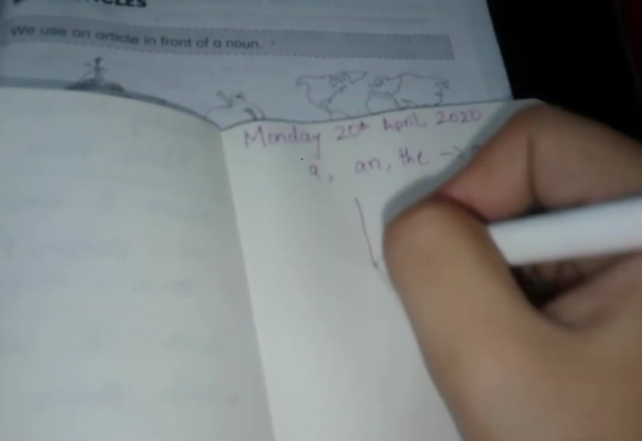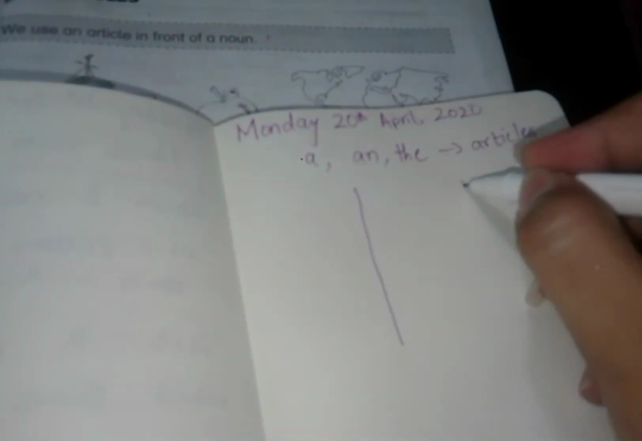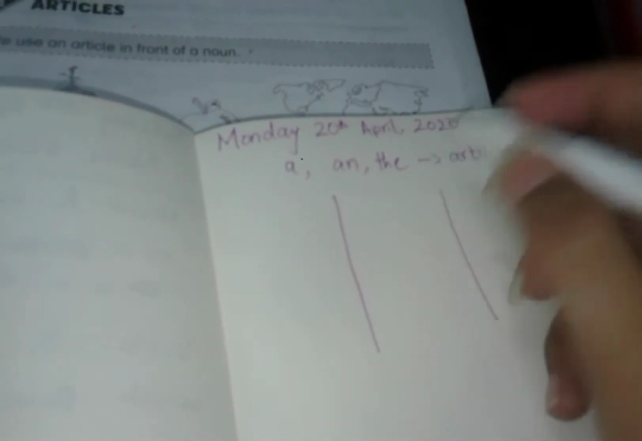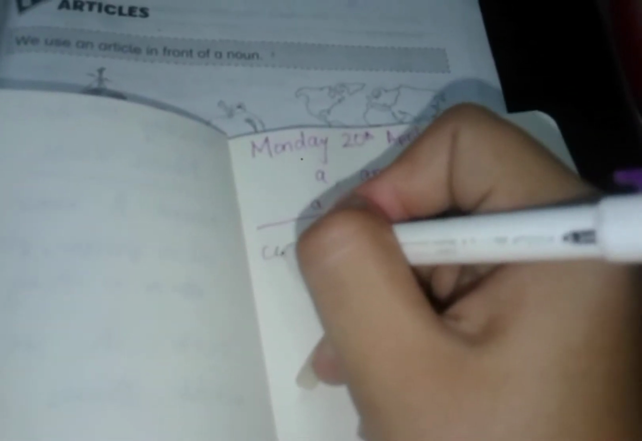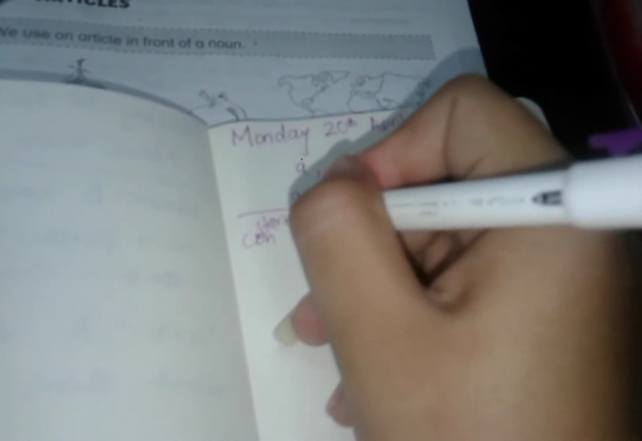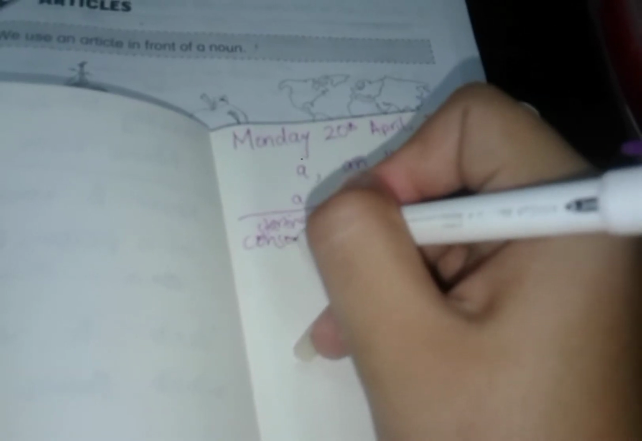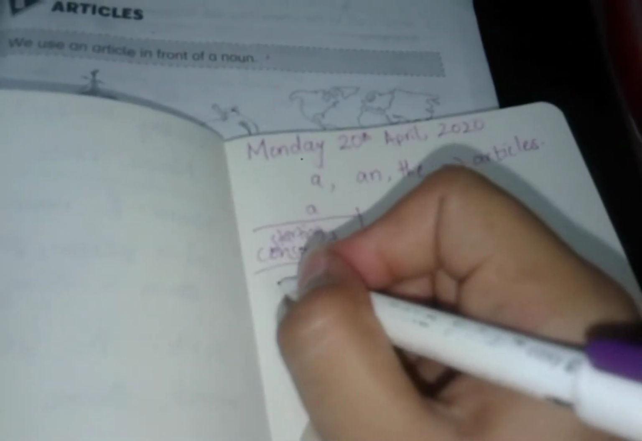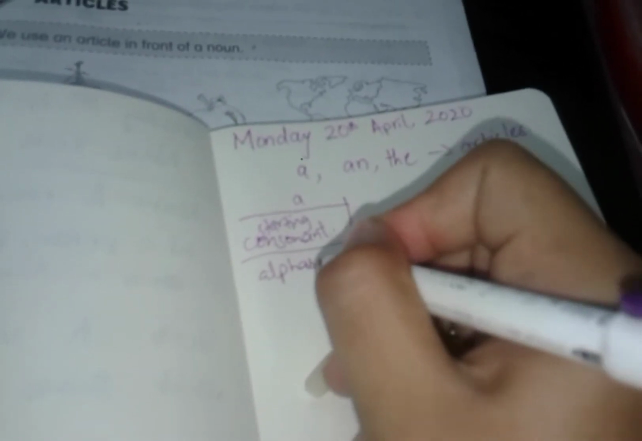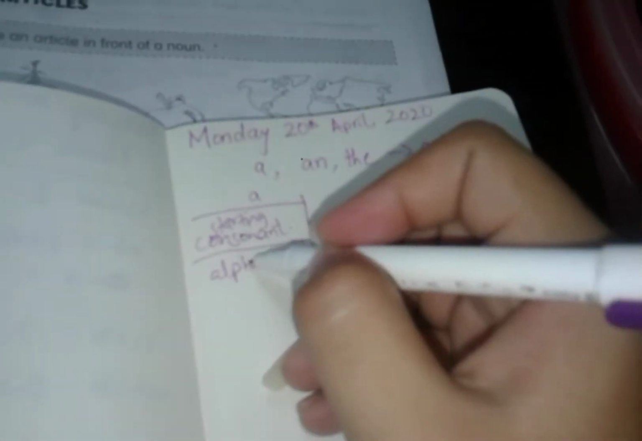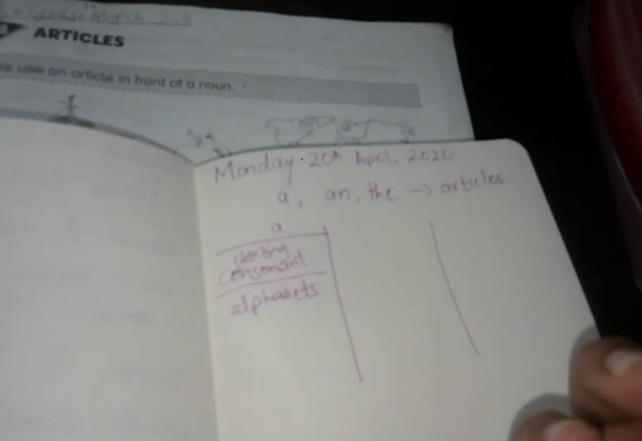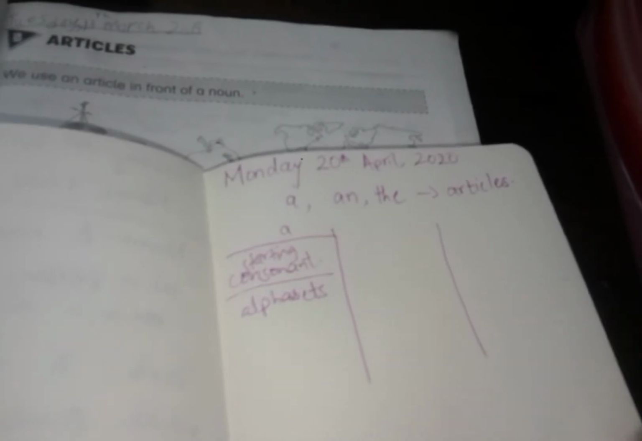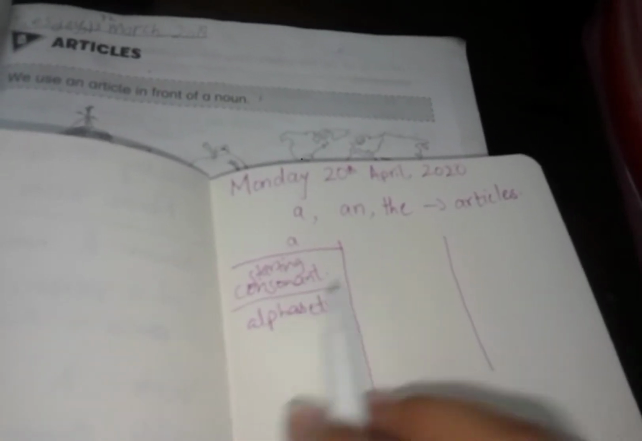Now I will tell you when we use a, when we use an, and when we use the. A is used for a word which is starting with a consonant. Basically, consonants are alphabets. Consonants are all the other alphabets except the vowels. You know what the vowels are? A, E, I, O, U. So the consonants are all the rest of the letters.